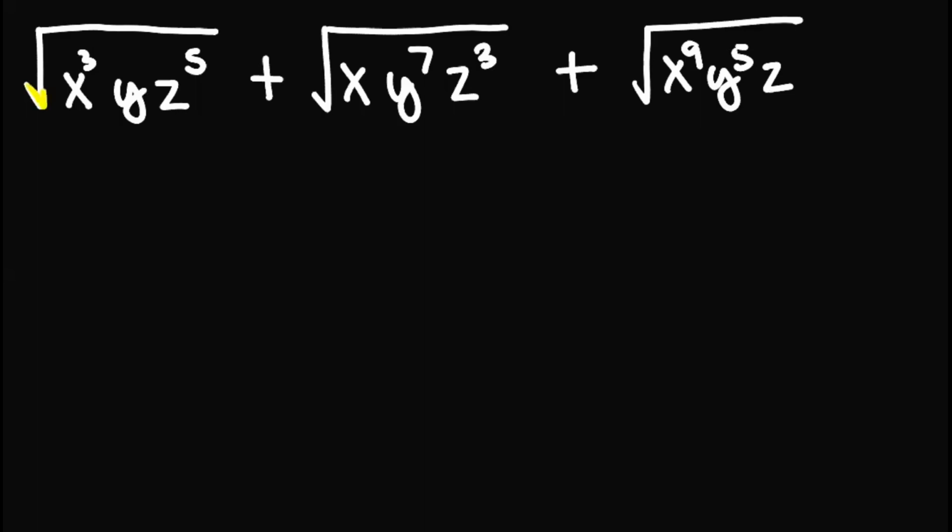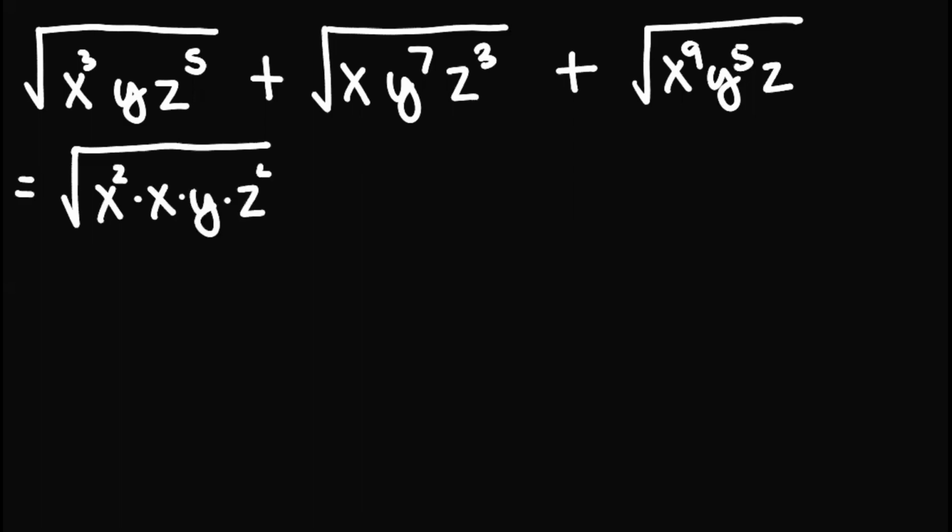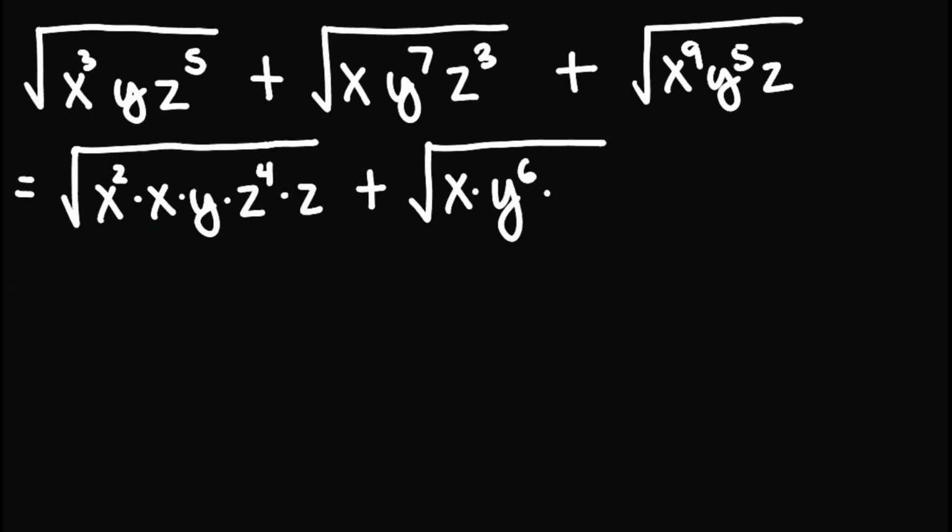Since we have here square roots, we'll try to convert the radicands inside to perfect squares. So in the first one, we can write this one as x squared times x times y times z raised to 4 times z. So basically I applied laws of exponents in this one and this one. For the next one, we can write this as x times y raised to 6 times y times z squared times z.